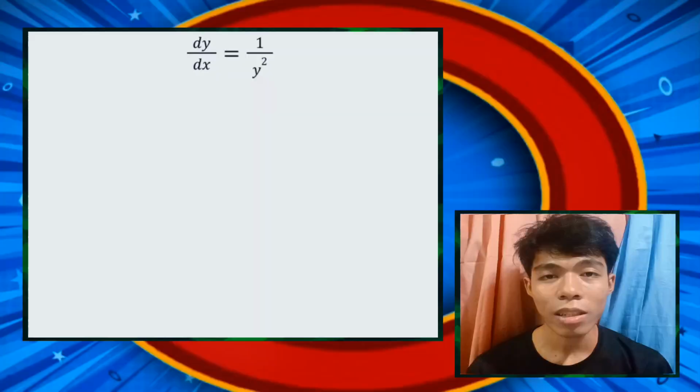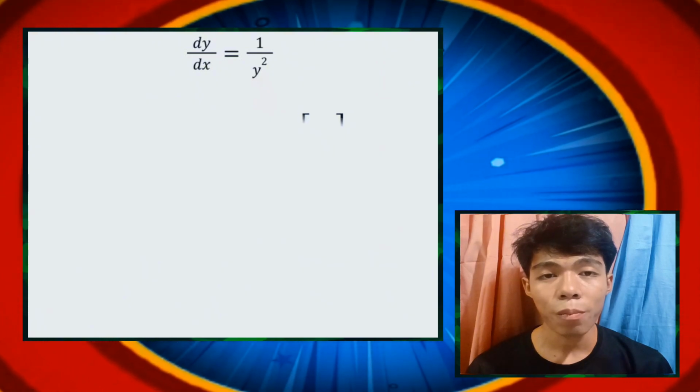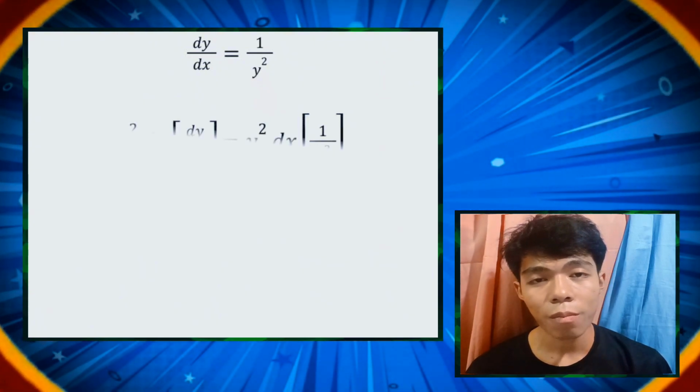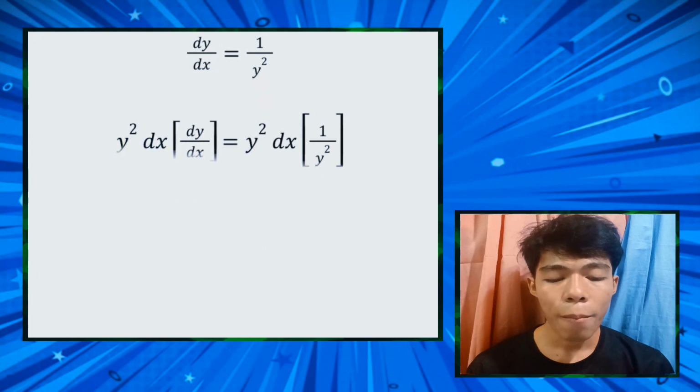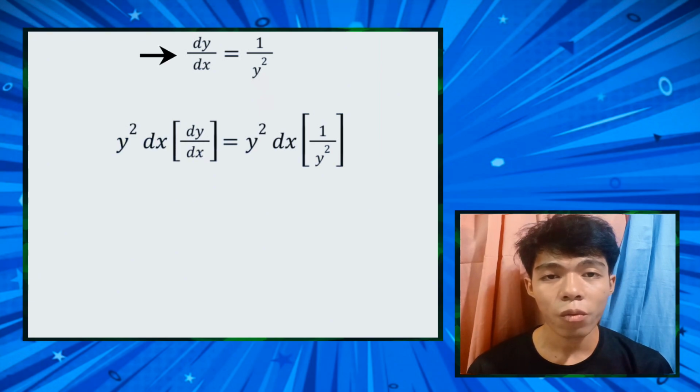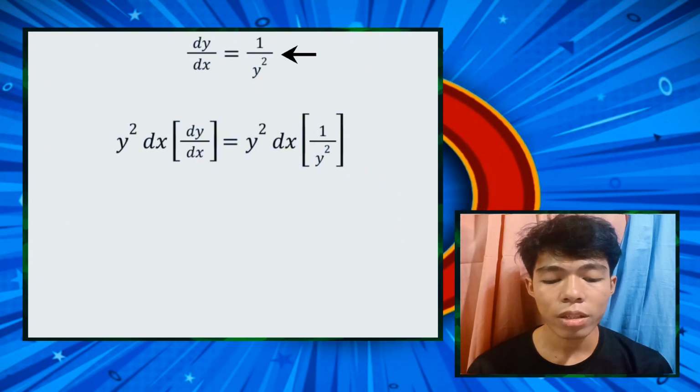the x and the y variables. And in order for us to separate the x and the y variables right here, all we need to do is to multiply both sides of the first order separable differential equation by the multiplicative inverse of 1 over dx, which is dx, and the multiplicative inverse of 1 over y, which is y.